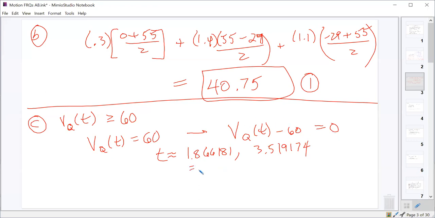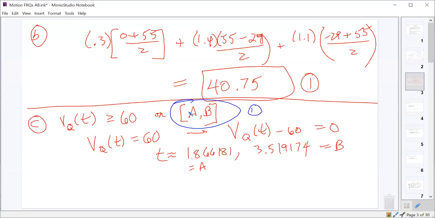And we would have discovered that it was between, we'll call these A and B. So we would say that v sub q of t is greater than or equal to 60 on the interval from A to B. And that closed interval was worth 1 point. You could have written it out in set notation, like t is less than or equal to B, greater than or equal to A. That would have been fine. You could even write it out in words if you want to, and that'd be fine.